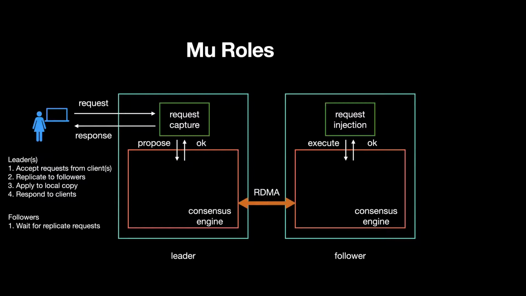They don't communicate with the client. They passively receive replicate requests from the leader, and they apply these replicate requests to their local copy. And I guess the more important role is that they monitor the leader and are ready to take over if the leader is slow or has failed.